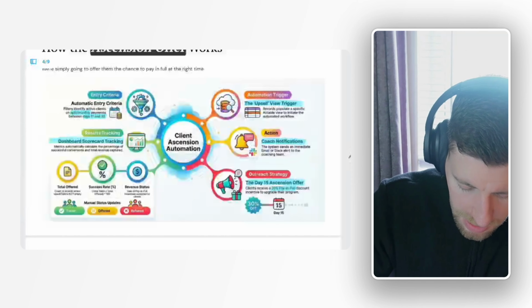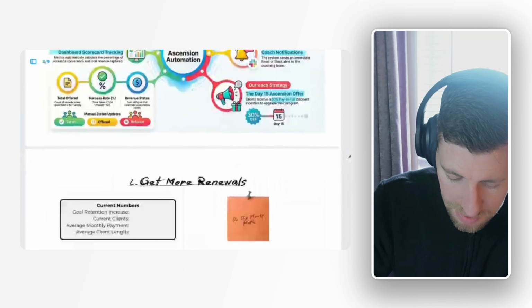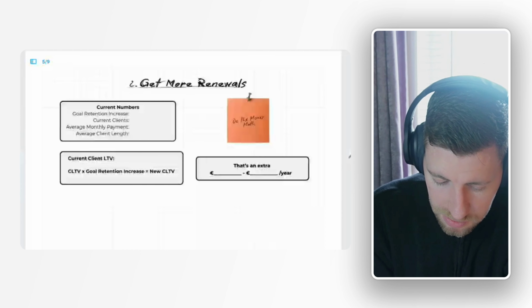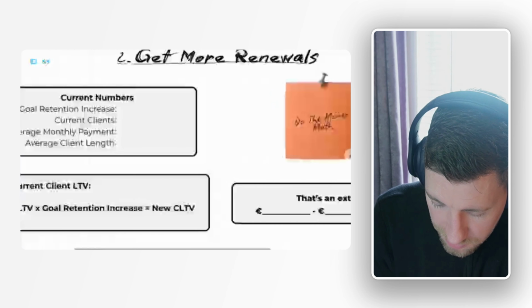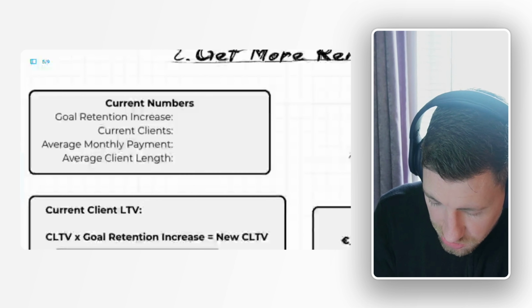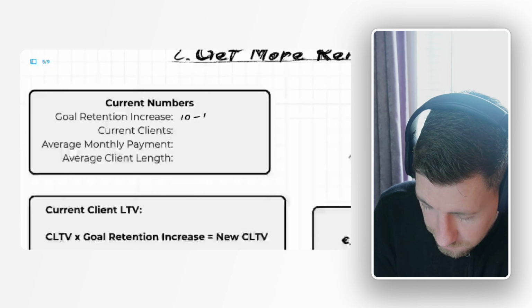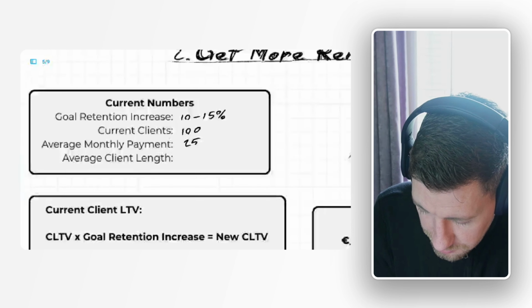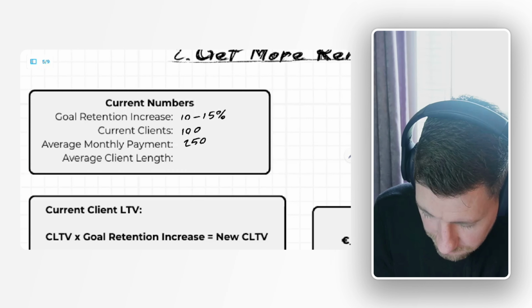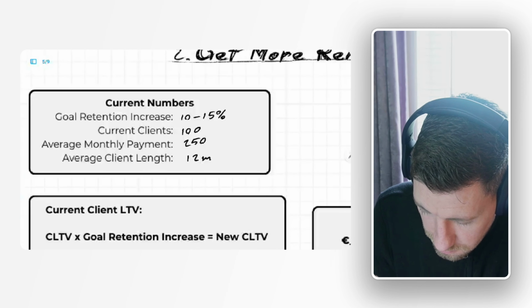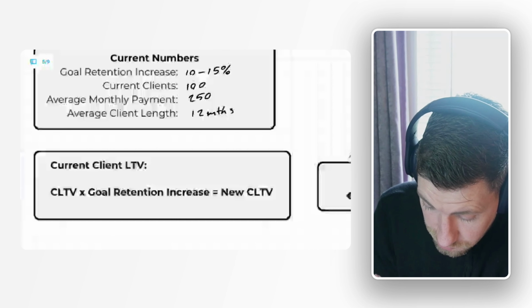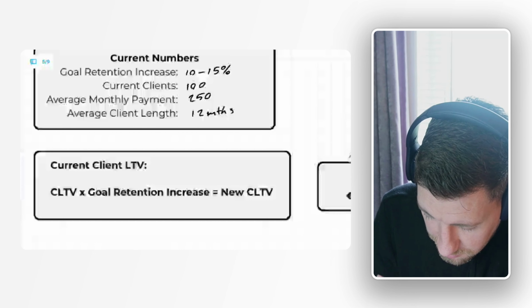Now, after that, we have getting more renewals. Now, the thing is, I don't think a lot of people realize this kind of money math. So if we look at this here, our goal retention increase is 10 to 15%. We'll say that we currently have 100 clients. They pay us, let's say, 250 a month. And then we'll say that the average client length is 12 months.